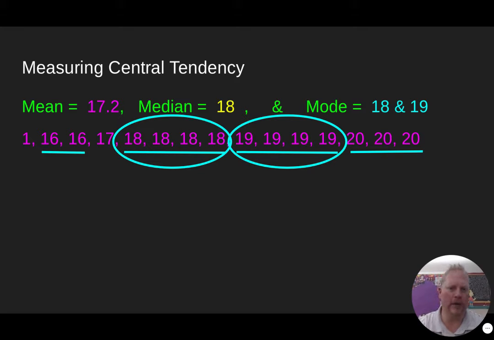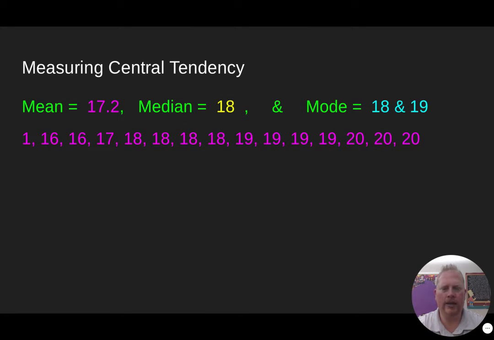Now, if you have three modes, then it's not like any one number is standing out, okay? So it can either have no mode, it can have one mode, or it can have two modes, but it can't have 3, 4, or 5, okay? We're looking for the one or two values that stand out above every other value.